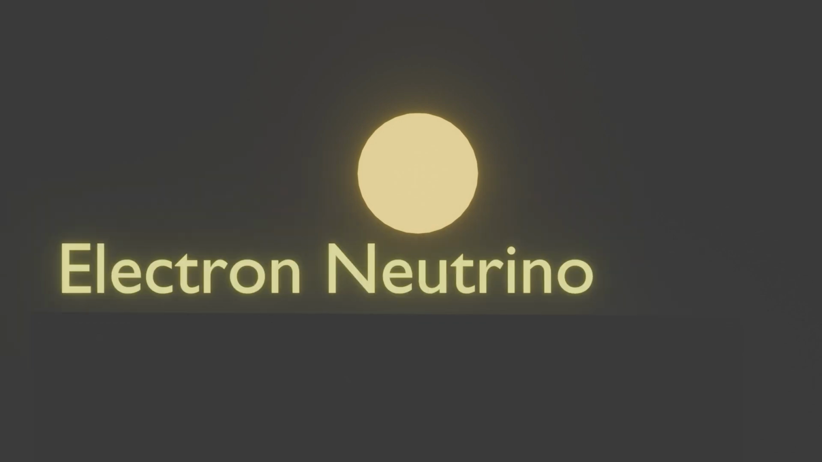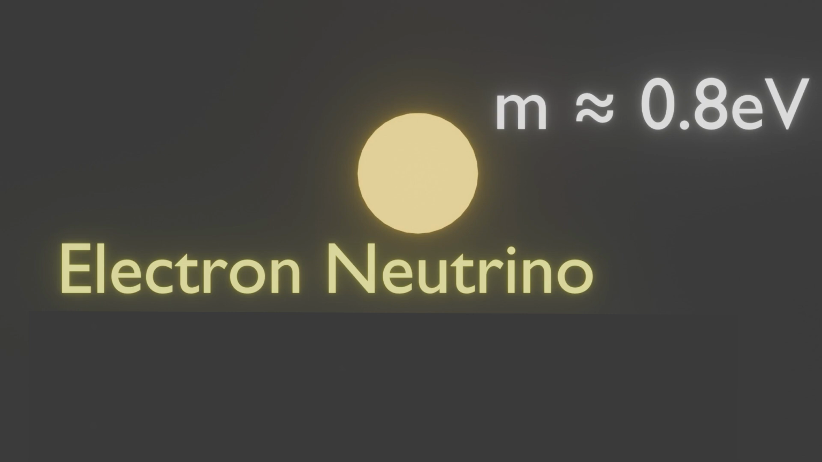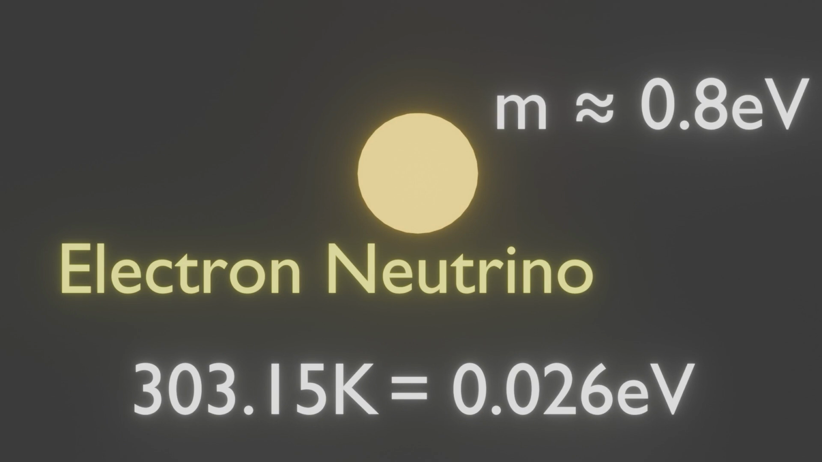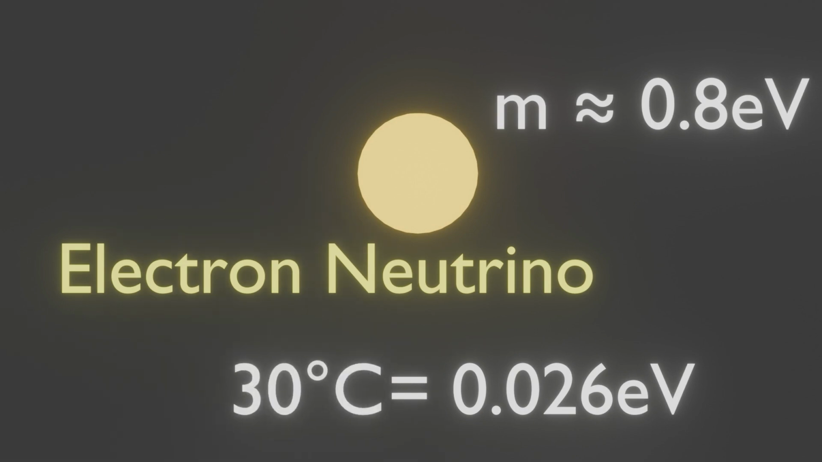For context, the mass of the particle with the least amount of mass ever discovered is measured in electron volts. The particle with the smallest non-zero mass ever discovered, the electron neutrino, which before its mass's discovery we thought was massless, has a mass of about 0.8 electron volts. And now for the big reveal: the room temperature we just calculated using the Boltzmann constant, we just converted to joules, and now electron volts comes out to be about 0.026 electron volts. 30 degrees Celsius comes out to 0.026 electron volts.